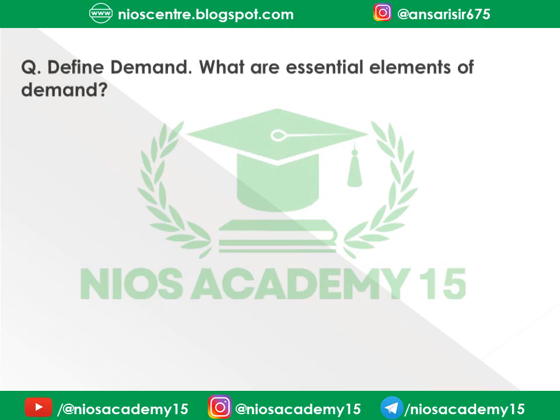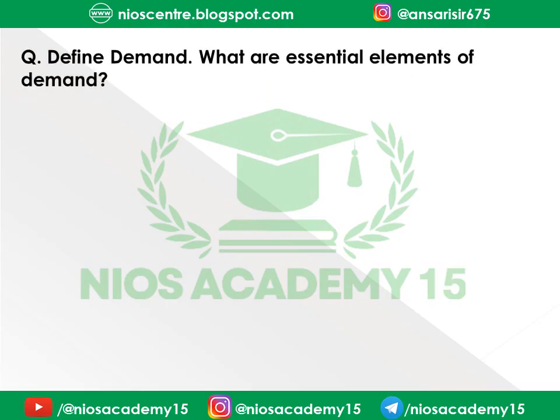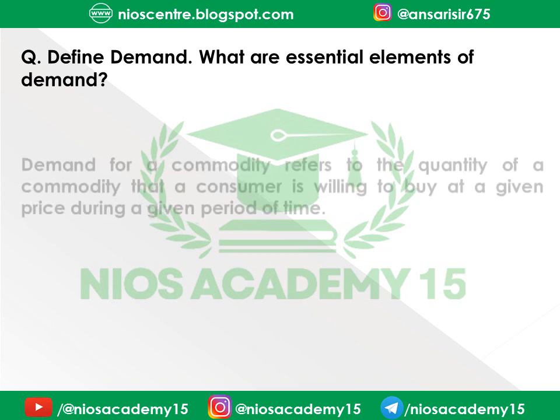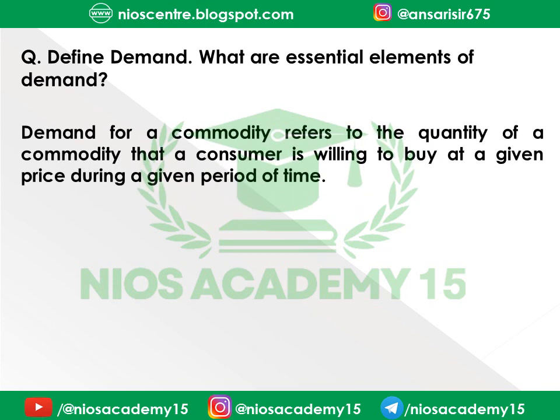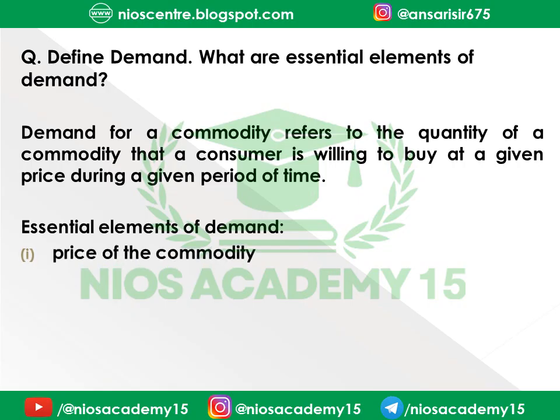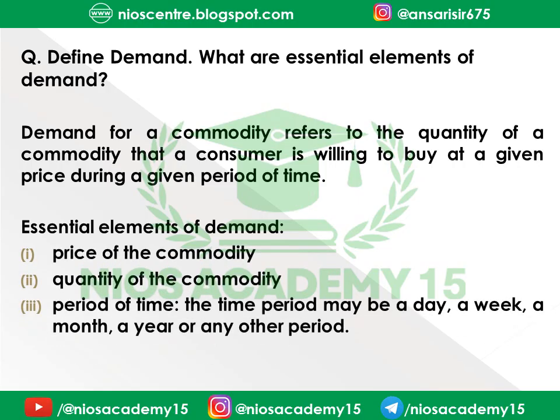Next important question is: define demand. What are the essential elements of demand? And the answer is, demand for a commodity refers to the quantity of a commodity that a consumer is willing to buy at a given price during a given period of time. The essential elements of demand are price of the commodity, quantity of the commodity, and period of time. The time period may be a day, a week, a month, a year, or any other period.